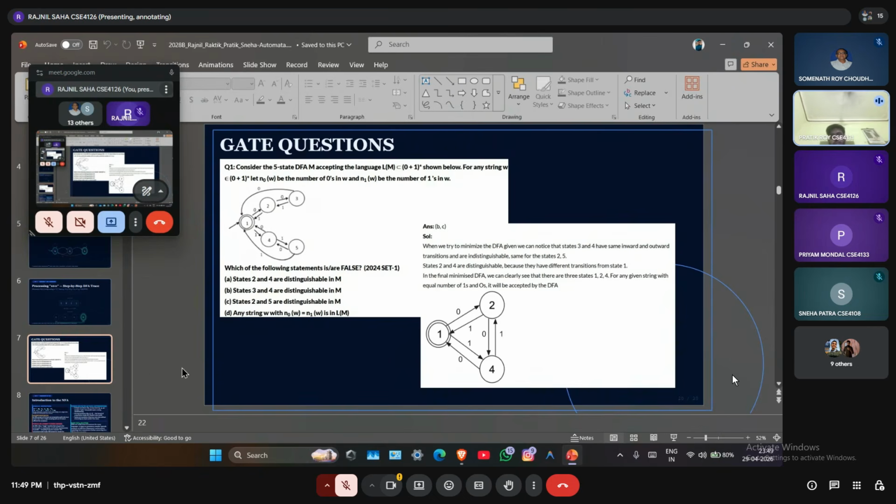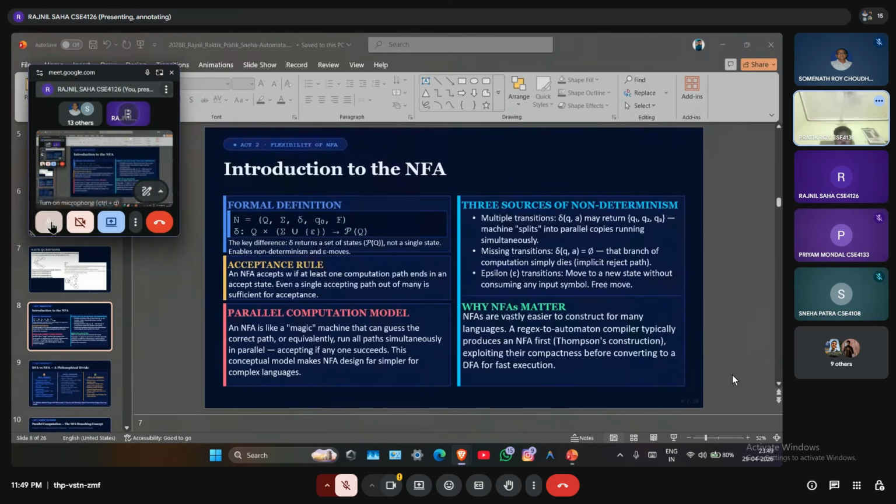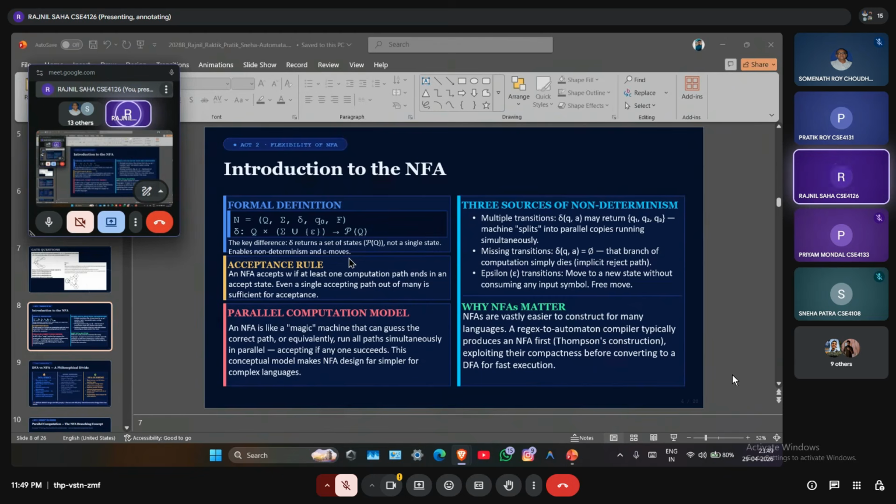So Rajnil, please continue. Yes, thank you. So the next part is the introduction to NFA. Basically, an NFA is like a DFA, but more flexible. Its transition function returns a set of states instead of just one. This means at any point, the machine can be in multiple states at once. It accepts a string even if just one path through those states ends in an accept state.